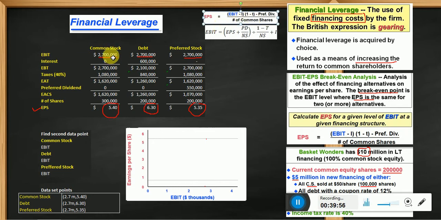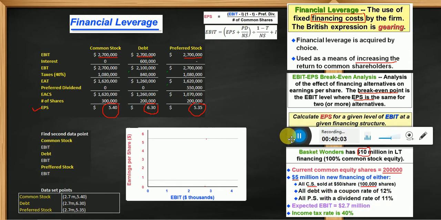If you are just trying to directly find how much the earning per share is, you can put all the data which is given into this formula, and then you can find 5.40. Now one data set point we have here, and we need to find another data set point, and for this data set point we assume earning per share is 0. If we make the earning per share 0, then how much will our EBIT be?